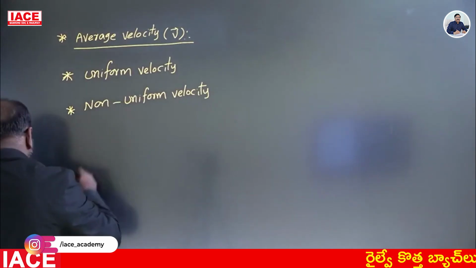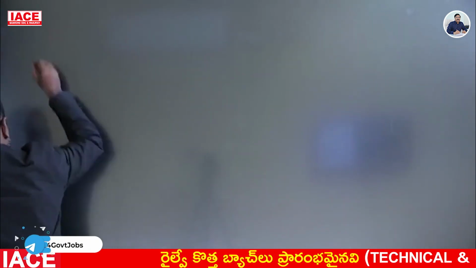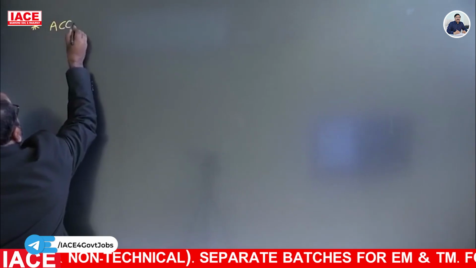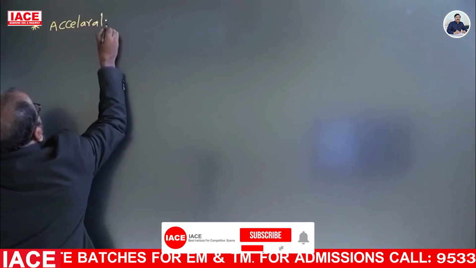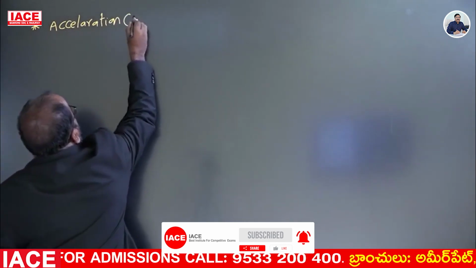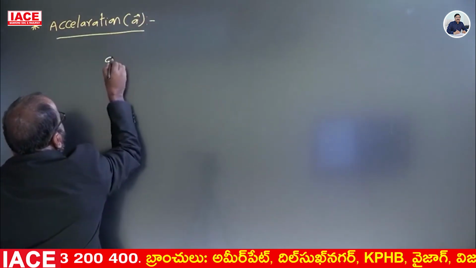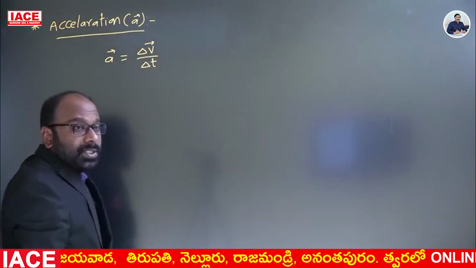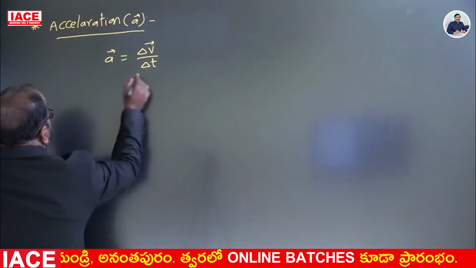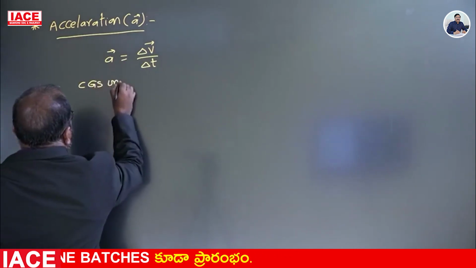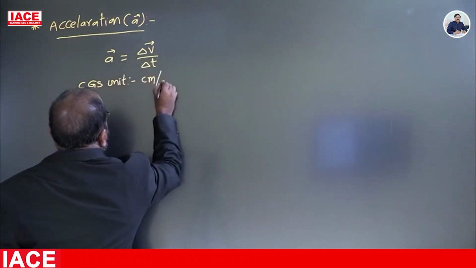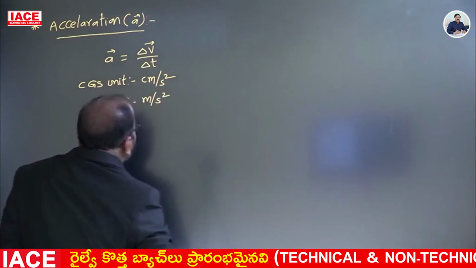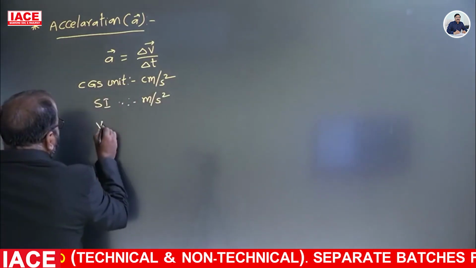Acceleration. What is acceleration? Already we know. Acceleration is defined as the rate of change of velocity. Rate of change of velocity is called acceleration. Its CGS unit is centimeter per second square. SI unit is meter per second square. It is a vector quantity.